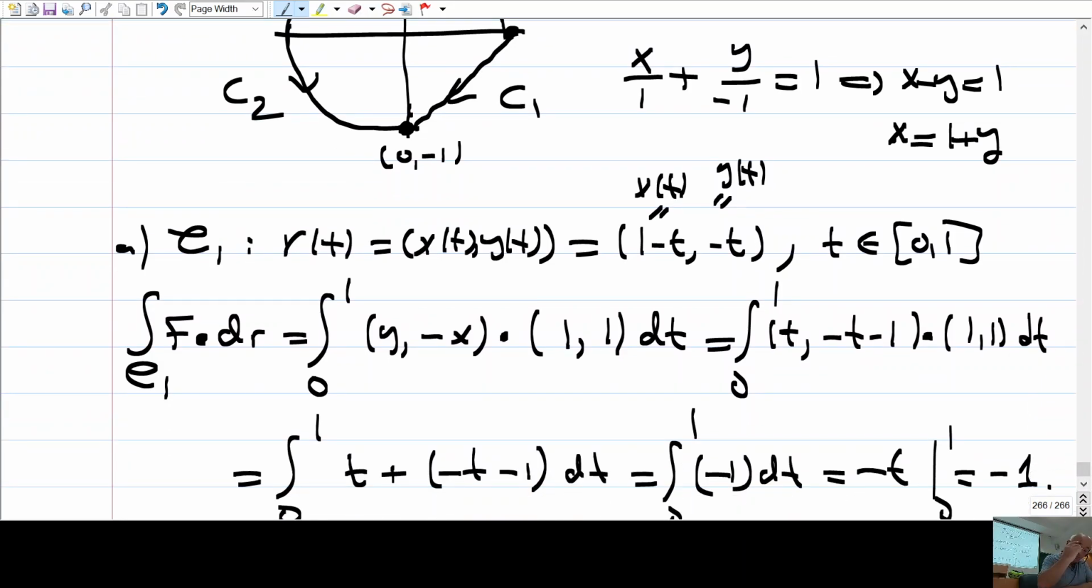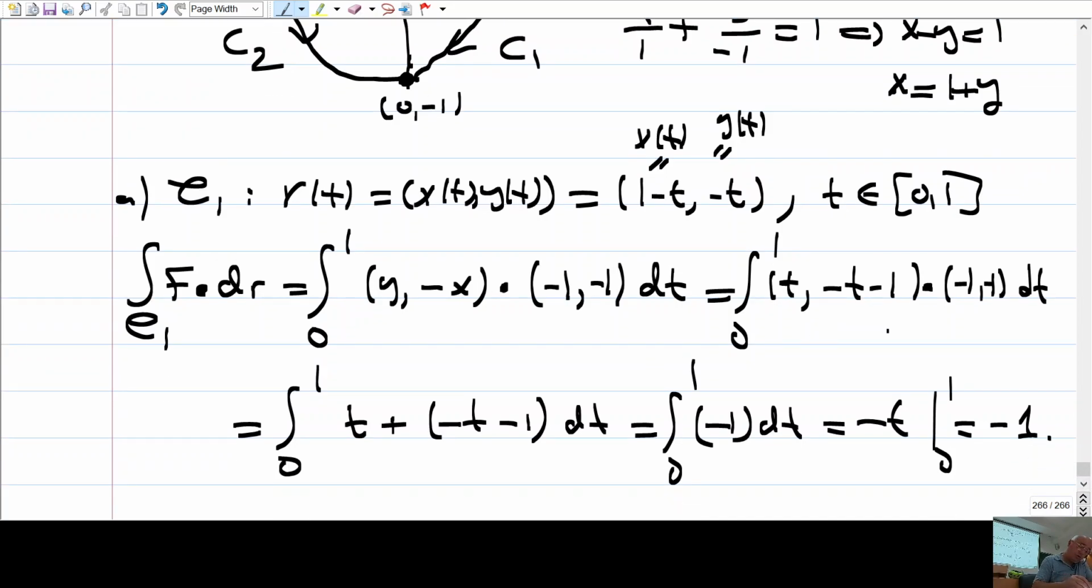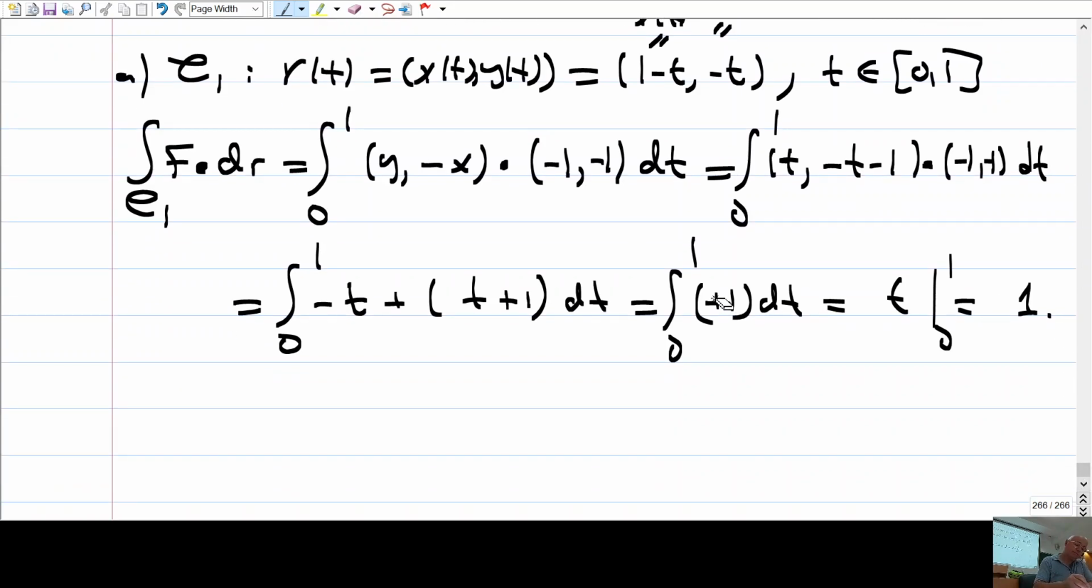parameterization. I am sorry. So when you take the derivative, you get minus 1, minus 1. So you get minus this, and then you have this. So you get plus 1 here, plus 1 here, and plus 1 here. 1 dt. Okay.